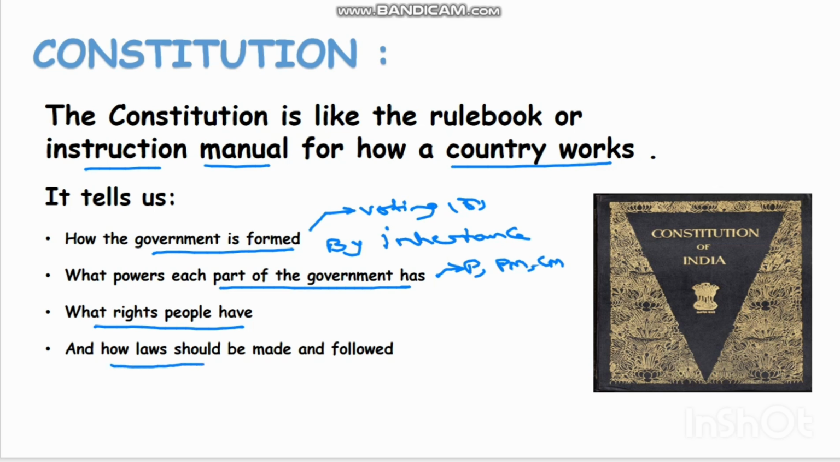The constitution tells about how laws should be made and followed. The laws should be made by voting with some majority, like more than 50% or 33% in a cabinet or a parliament.